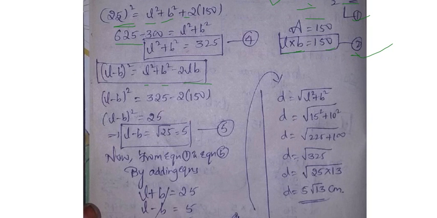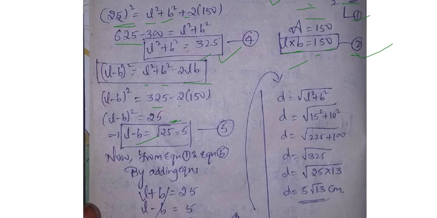Now substitute all the values we have here. (L minus b) whole square equals L square plus b square, and we got 325 from the fourth equation right here. 325 minus 2 into L into B is what? 150. So (L minus B) whole square equals 25. L minus B equals square root of 25, that is 5. Okay. So finally, from all these equations we got the values of L into B, L square plus B square, L minus B, all those.